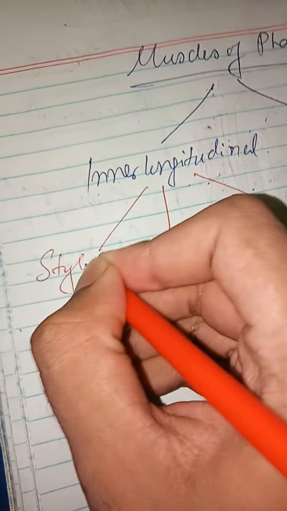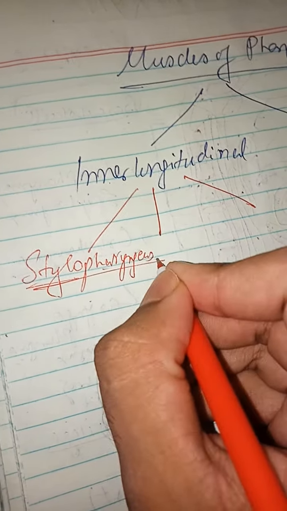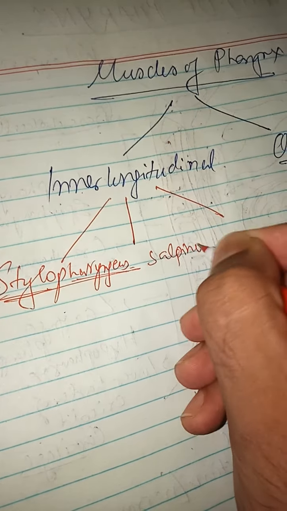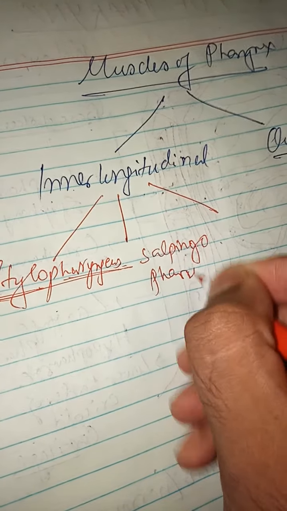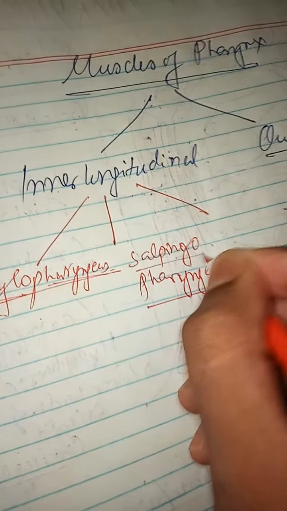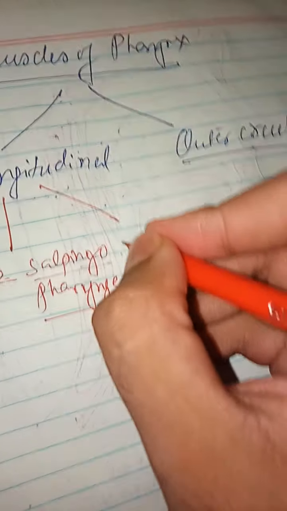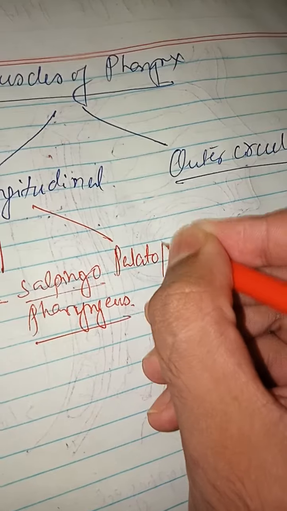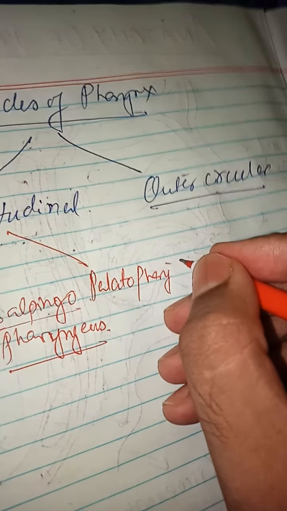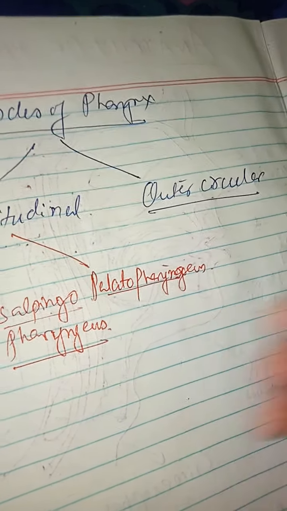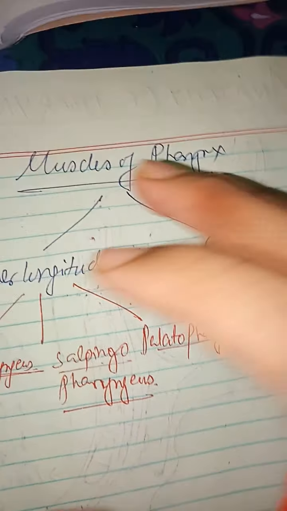One is stylopharyngeus, which extends from the styloid process to the pharynx. The second one is salpingopharyngeus. Salpingo means eustachian tube, so it extends from the eustachian tube to the pharynx. Another one is palatopharyngeus, which extends from the lateral side of the soft palate to the pharynx.